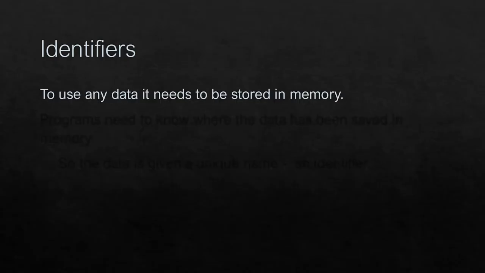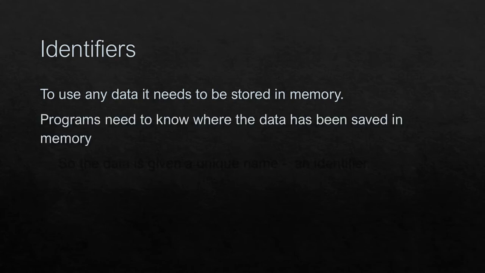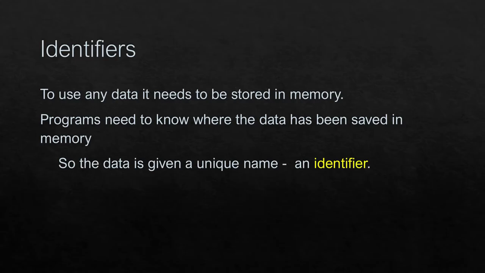Now identifiers are used to locate where the data is. So for the data that's fed into your computer program, we need to store that in memory, and we need to know where it is so that we can go and find that data. And to do this, we give the piece of data a name called an identifier.